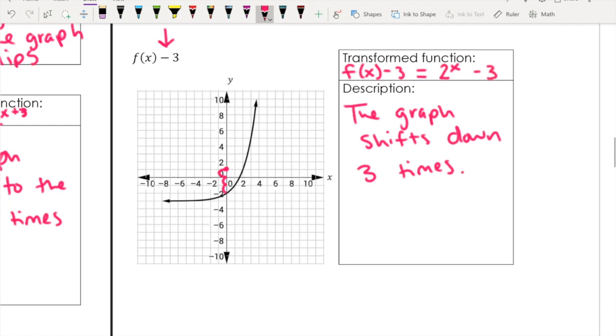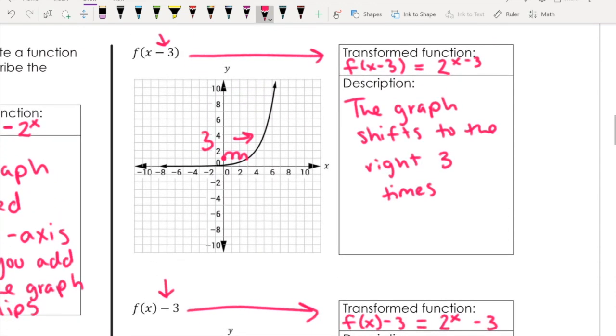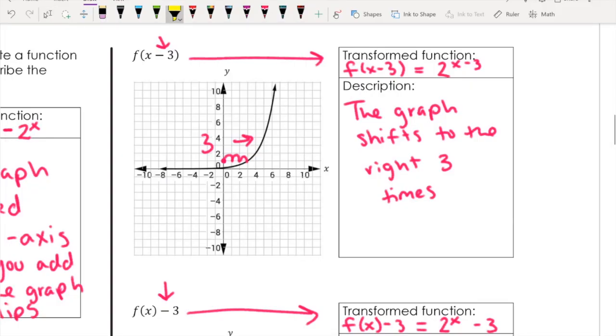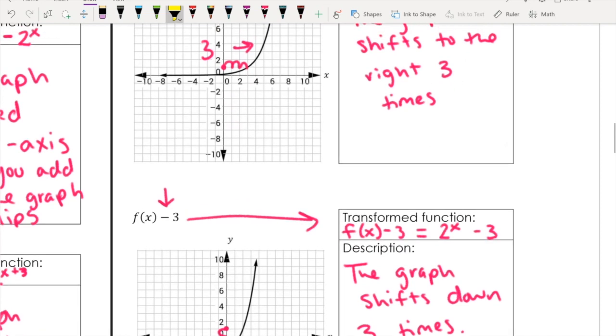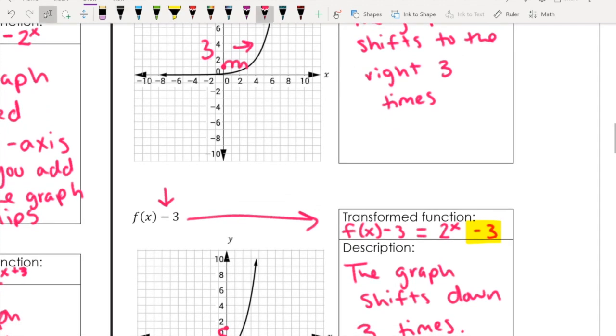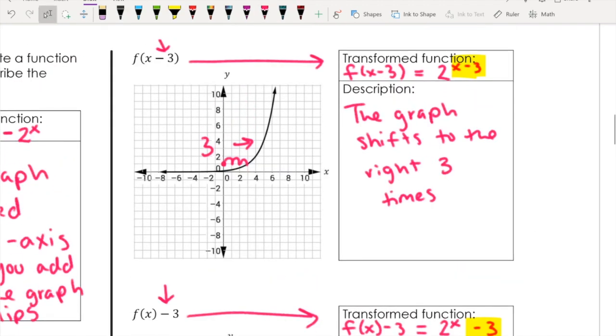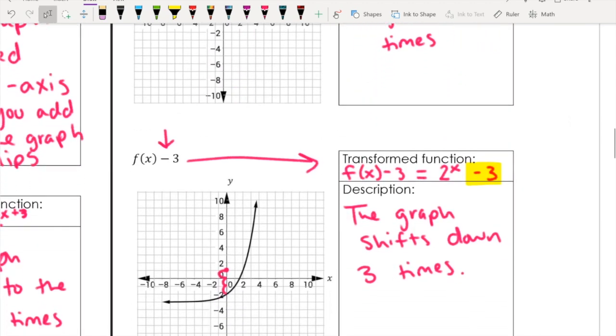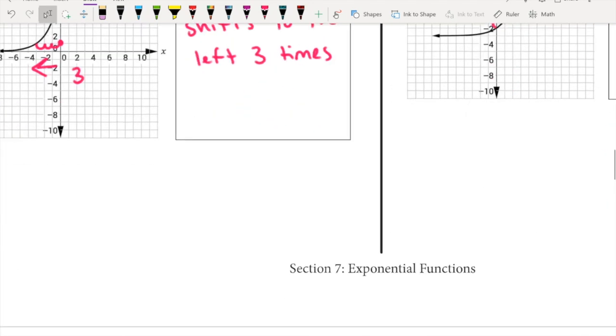So notice the difference between this one and this one up here. Up here I had this, and down here, I put it not as an exponent. Okay? So right here, put it as an exponent if it's inside parentheses. If it's outside parentheses, do not put it as an exponent. Okay? All right, let's move on to the next one.